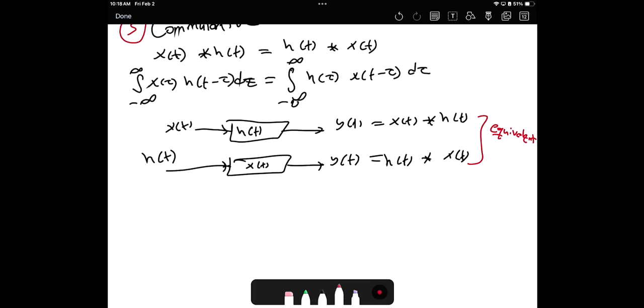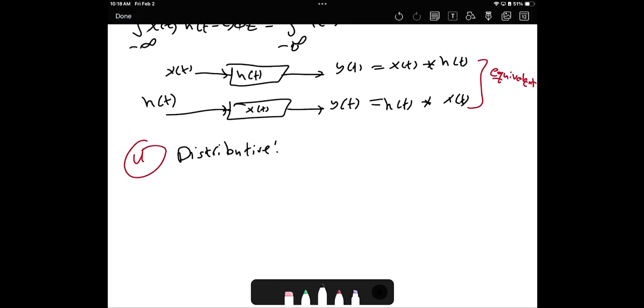Property number 4, which is distributive. These properties are important to understand because we will use them a lot in our convolution. Actually, the convolution topic is the most difficult thing in the signals course. This is just a procedure for information, and later it will be easy.